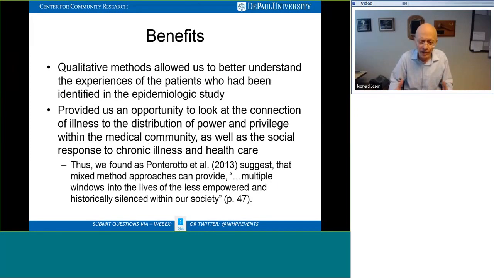So what are some benefits in this ME and CFS arena of using mixed methods approaches? The qualitative methods allowed us to better understand the experience of the patients who had been identified in the prior epidemiological study. Now we had a 10-year follow-up. It provided us an opportunity to look at the connection of illness to the distribution of power and privilege within the medical community, as well as the social response to chronic illness and health care. Thus, we found, as Ponterotto suggests, that mixed method approaches can provide multiple windows into the lives of the less empowered and historically silenced within our society.